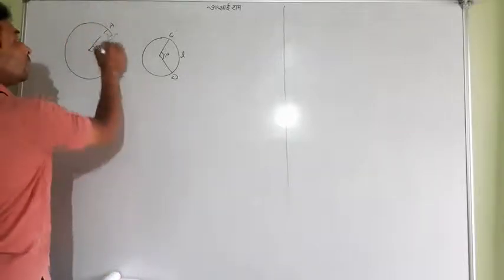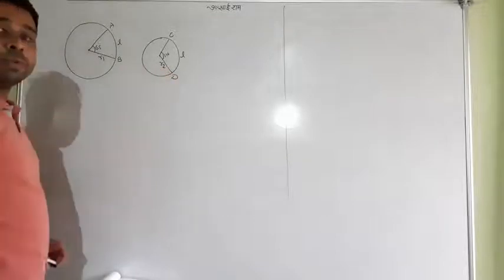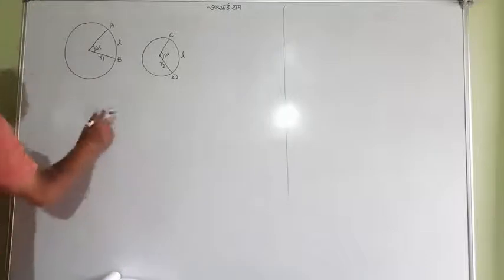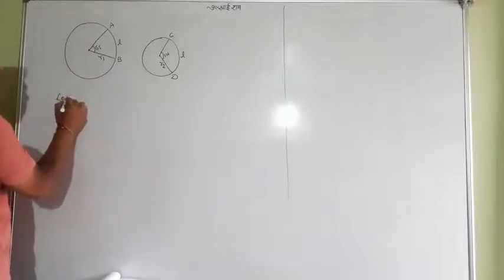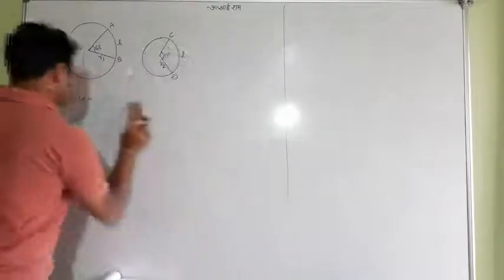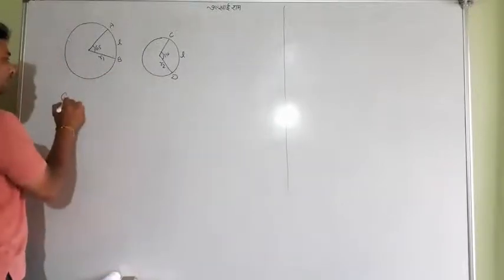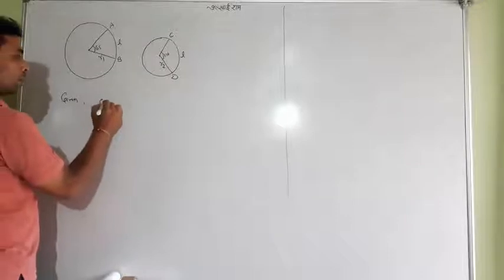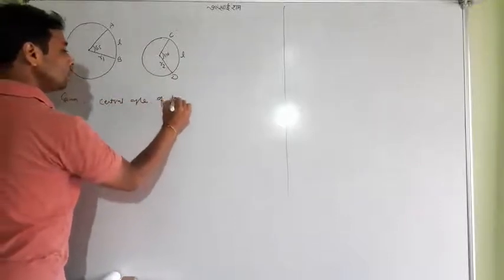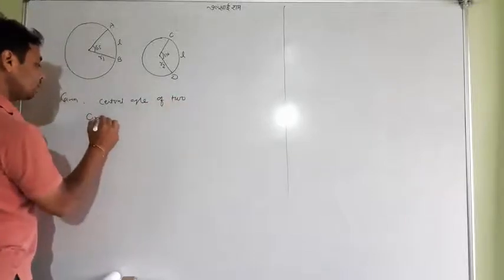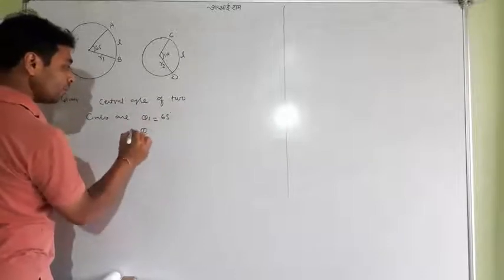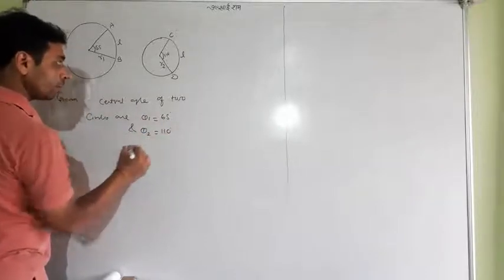meaning suppose it is R1, suppose it is R2. We want to find the ratio R1 is to R2. Okay, now I'll write something. First I want to write what is given. Given that the central angles of the two circles are theta 1, suppose 65, and theta 2, suppose 110.